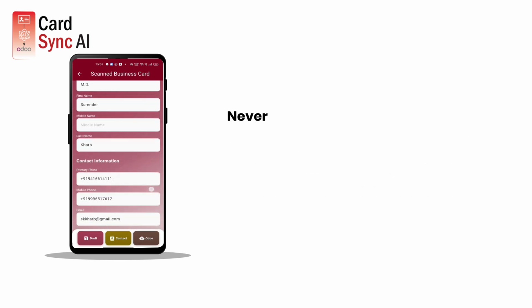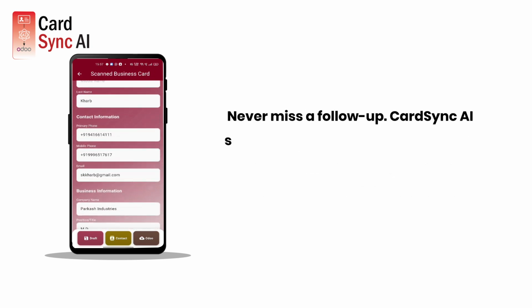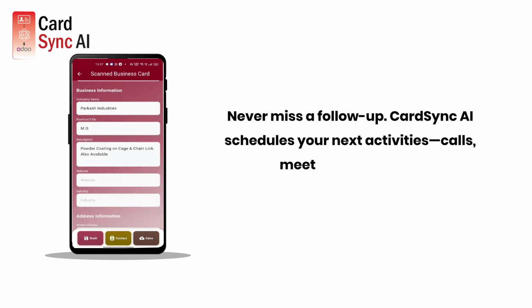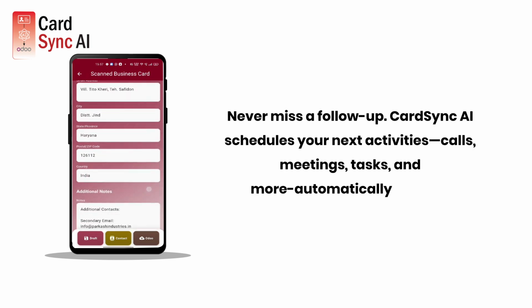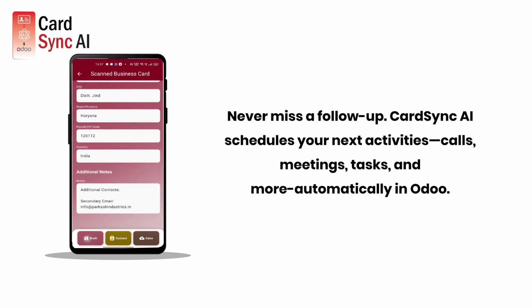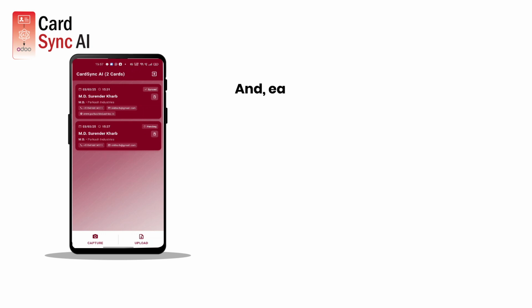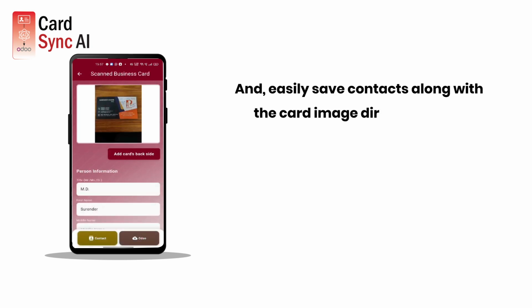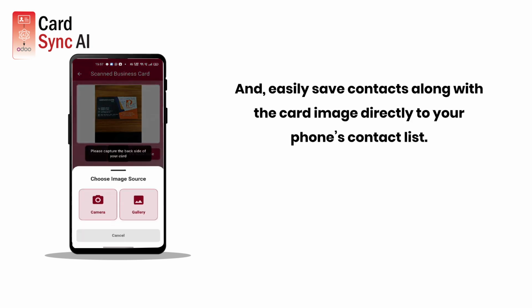Never miss a follow-up. CardSync AI schedules your next activities, calls, meetings, tasks, and more automatically in Odoo. And easily save contacts along with the card image directly to your phone's contact list.